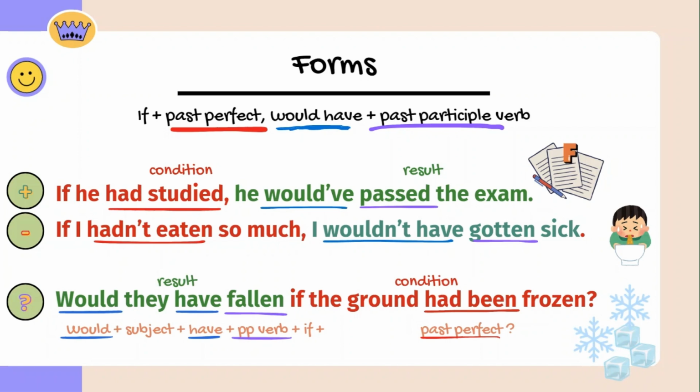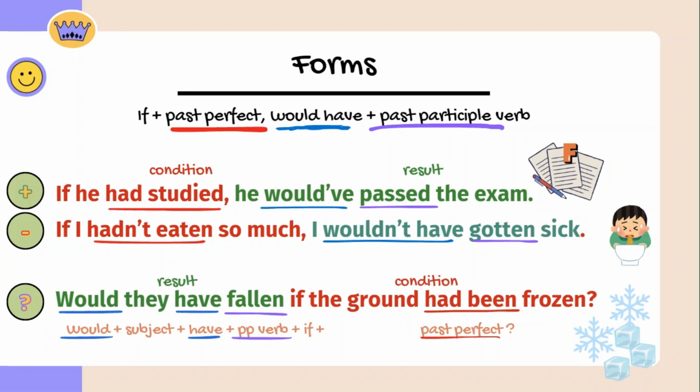Under that, we have the negative form, if I hadn't eaten so much, I wouldn't have gotten sick. Here, the only things that change are the had and would, which are turned into their negatives, hadn't and wouldn't.